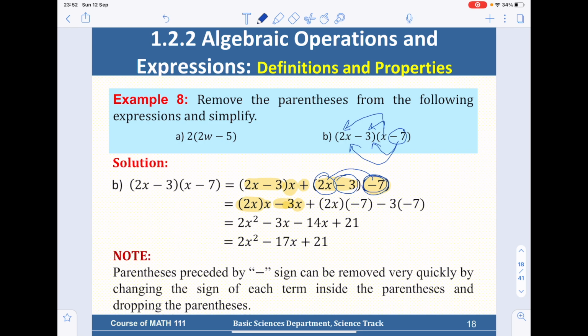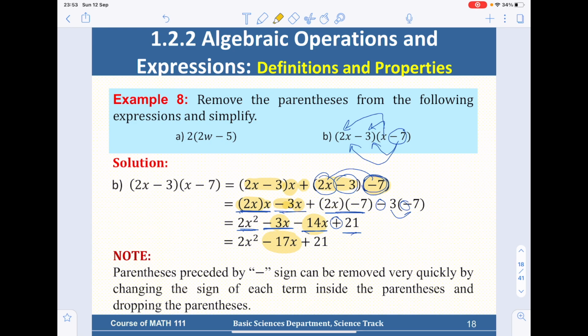Now I just complete simplifying. Here we have x times 2x is 2x squared. Then negative 3x, I'll put it as it is. Then I have here negative 14x, and here negative times negative is positive. 7 times 3 equals 21. Now I'll try to combine the similar terms together. I have here x and here x. So negative 3 minus 14 is minus 17x. Since I just distributed the values, I don't have to put the parentheses. I just delete them.